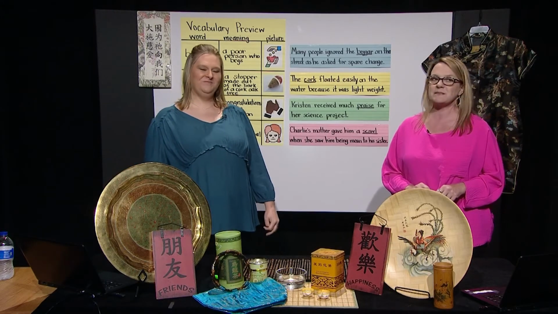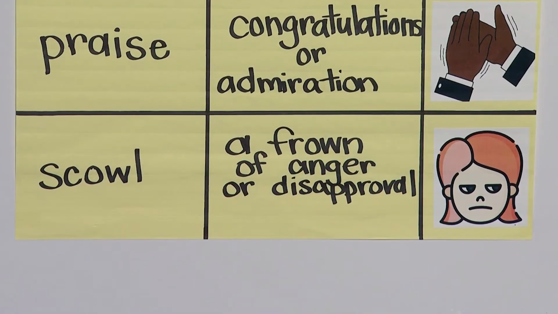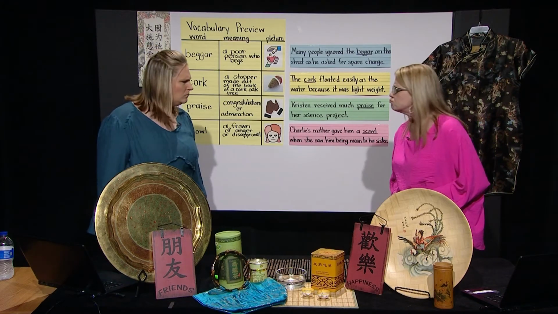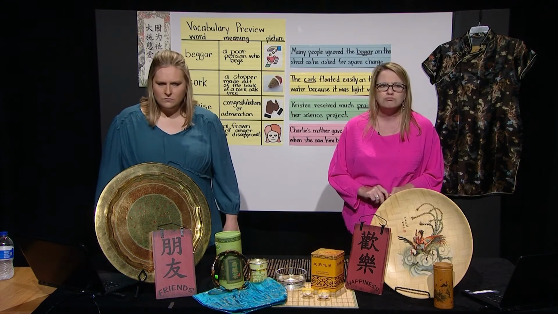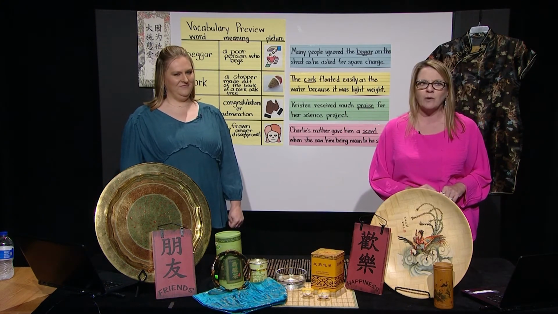Great sentence. Our next word is scowl. Say scowl. Scowl. Good job. A scowl is a frown of anger or disapproval. So to help us remember this word, let's pretend to scowl at someone. The emperor looked at Ma Liang with a scowl.